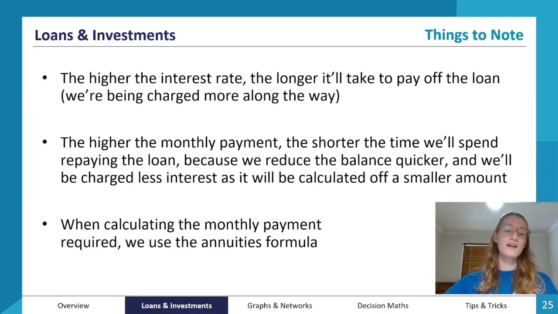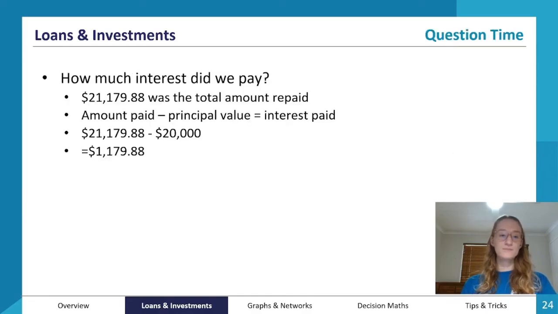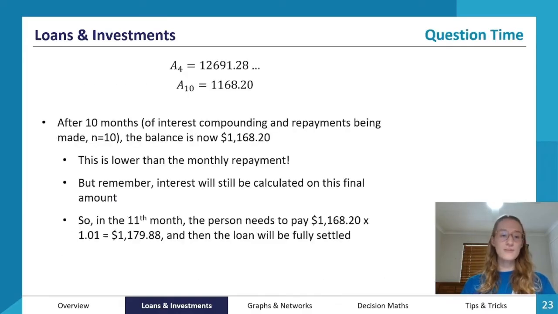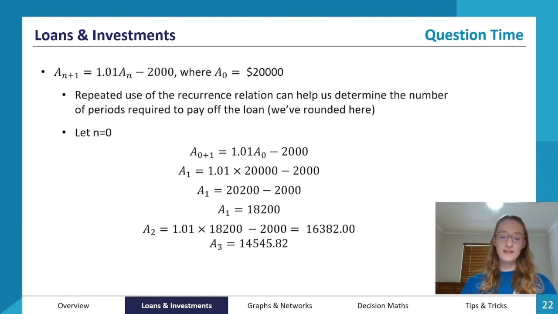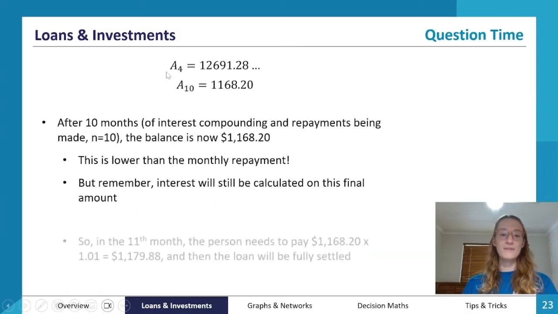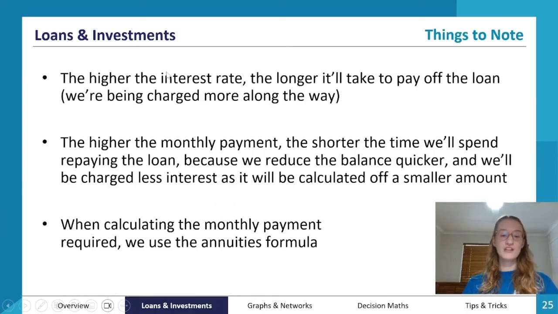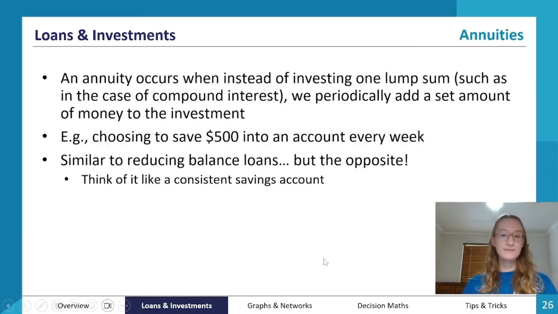And the next little thing we're going to look at is that when we want to calculate the monthly payment required, we actually use the annuities formula. So the formula we used back here, where's our formula? This formula here. We actually don't use this formula if we're trying to find out the monthly repayment. It doesn't work when we're trying to find out the monthly repayment. So instead, we actually use the annuities formula, which we're going to have a look at now.